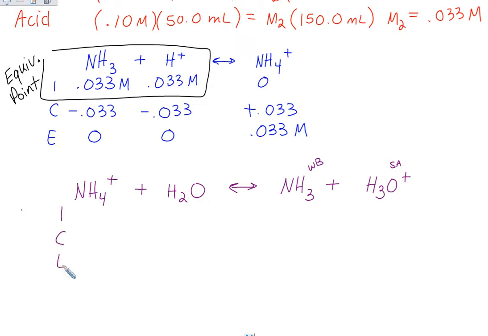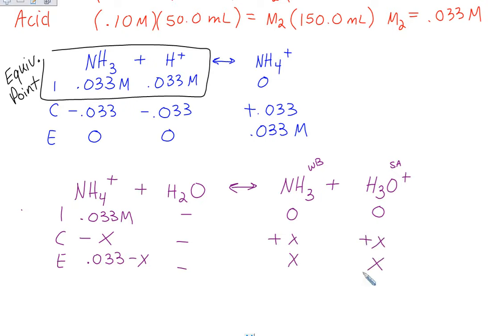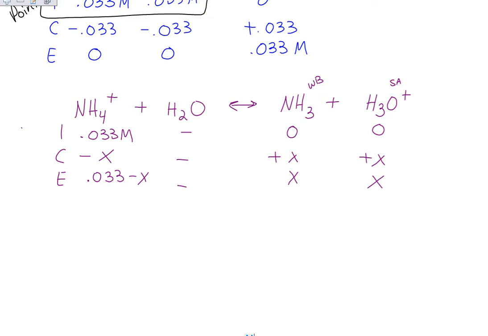Let's do an ice table. The original ammonium is 0.033 molar. We're not going to care about the water, which is why it's fine if you do leave it out. I don't know. For weak acids and bases, I usually just put it in there. Then I don't have to worry about when I need it and when I don't. Initially, these products are 0, but they can't stay that way. So this is going to go down by x. 0.033 minus x. And these will go up by x. Excellent.